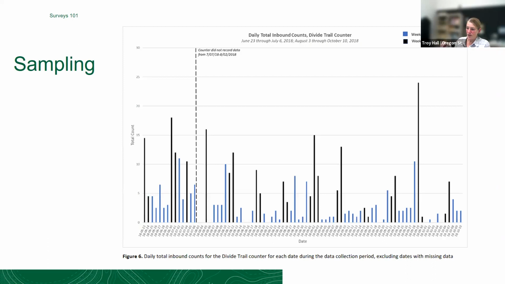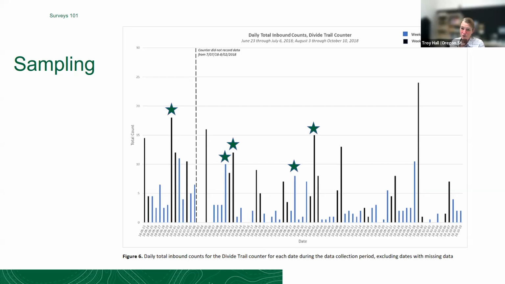This graph illustrates trail counter data from a project we did at Mount Hood. The blue bars are weekdays, the black bars are weekend days, and not surprisingly, weekend days are more heavily used. You can see there's a fair amount of variation in use on this trail. And so imagine a hypothetical scenario where we collected surveys on 5 days, and they were these days. What do you notice about these data points?